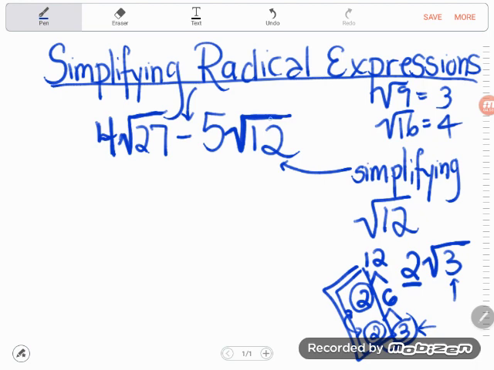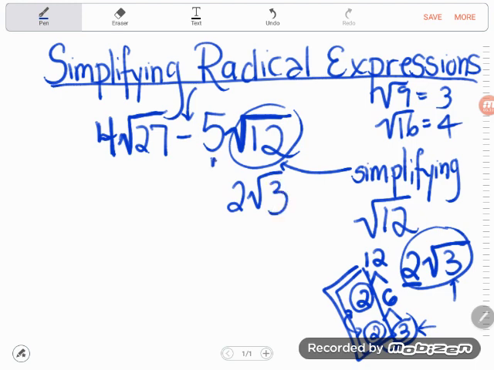And so what I just found out is that the square root of 12 is equivalent to 2 times the square root of 3. So I'm going to replace this in my expression with 2 times the square root of 3. Now you can see I already had a 5 up here, so what am I going to do with the 5? Well, the 5 is going to be a multiplier. It is going to be multiplying with the number 2. And I can tell it's a multiplier because that 5 was shoved up against the square root. Okay, so now 5 times 2 is 10, so I get 10 times the square root of 3.